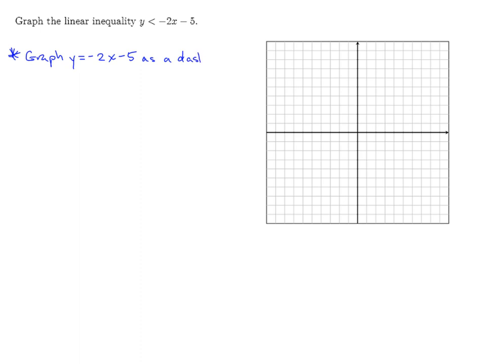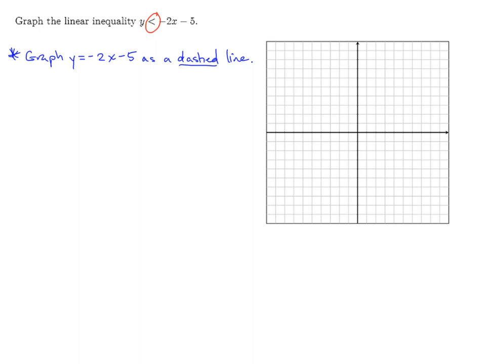And I'm emphasizing that it's a dashed line because this strictly less than sign that we see indicates that we want just values of y that are less than negative 2x minus 5, not less than or equal to, which is one option with an inequality. We have just that strictly less than sign.